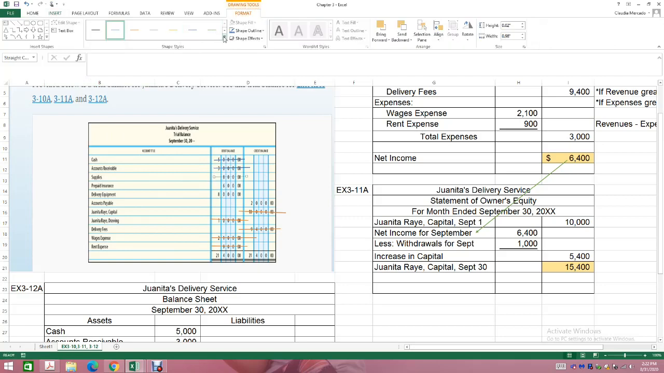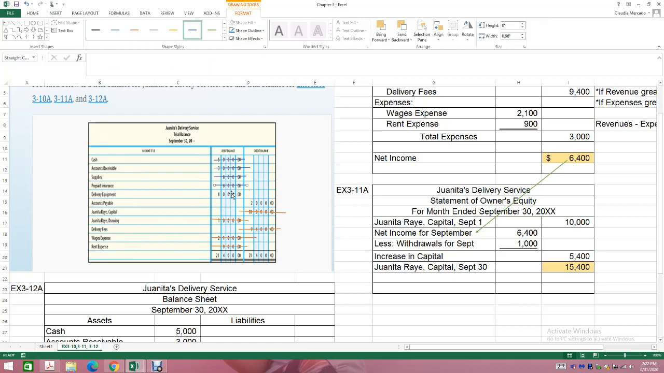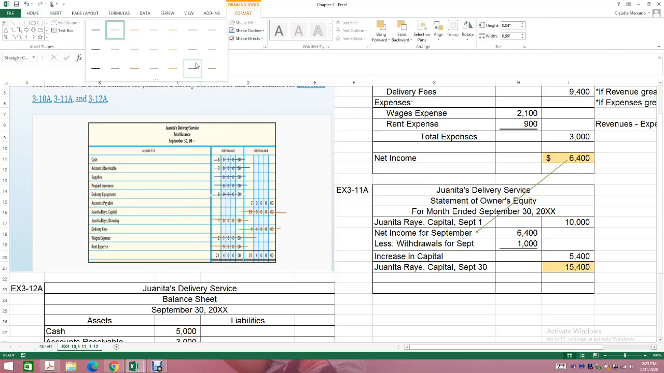So if you have these numbers in front of you, you can just highlight them. Okay, this is the last asset we have. There we go. Okay, so I've scratched off all of my asset accounts.